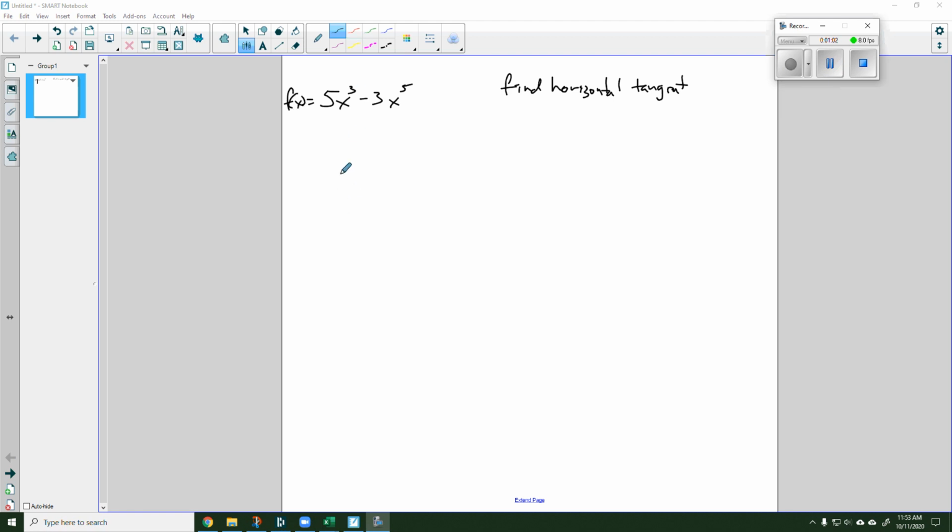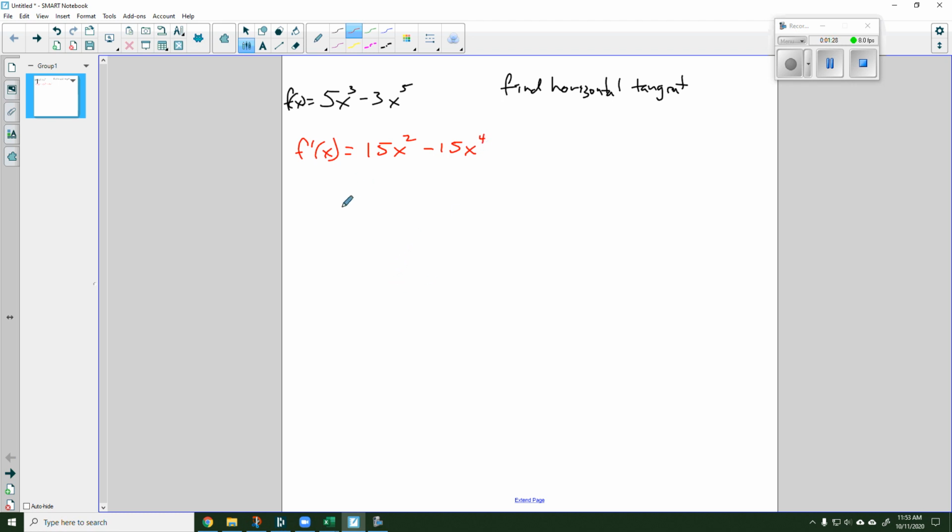So the derivative is the slope of the tangent, the rate of change. So I need to start with, let's find the derivative of this function. So f prime of x equals 15x squared minus 15x to the 4th.